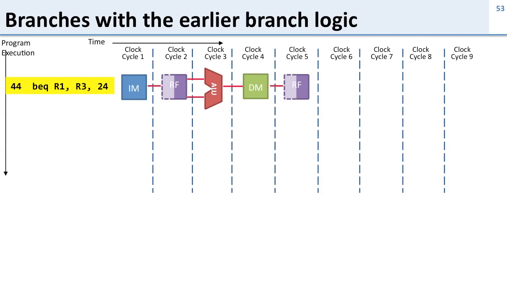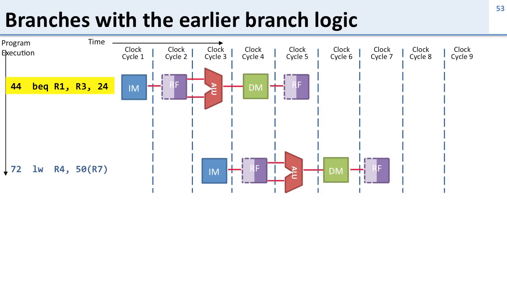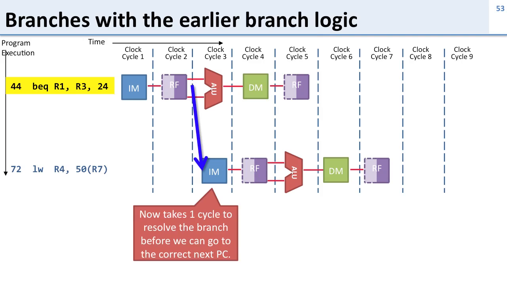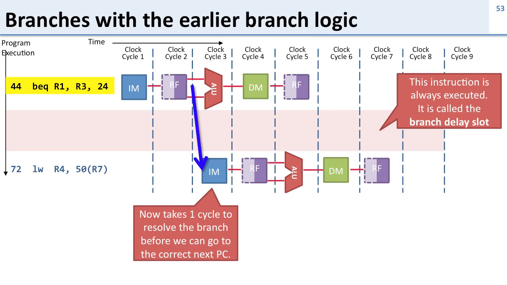So let's take a look at what we have now with branches with this earlier branch detection computation logic. So now we're going to go ahead and determine the branch in the second clock cycle, which allows us to have the correct PC only 1 cycle after we expect it. So now it takes 1 cycle to resolve the branch. So we have 1 cycle in between a branch and when we can go on to the correct next PC. So we've still got this slot in here, which we're going to go through even if we don't take the branch. So this instruction is always executed, and it's called the branch delay slot.